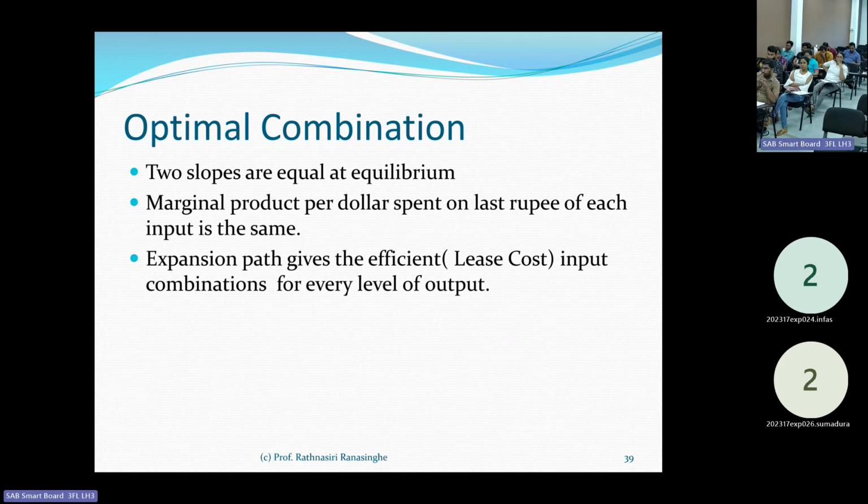By combining these equilibrium points, there is a rise in the output, and we go for higher levels of output by combining different combinations. That explains the movement to reach the higher level. So by combining these equilibrium points, we get a curve that is called the expansion path. That is the long run. The expansion path explains the most economically efficient combination of labor and capital.